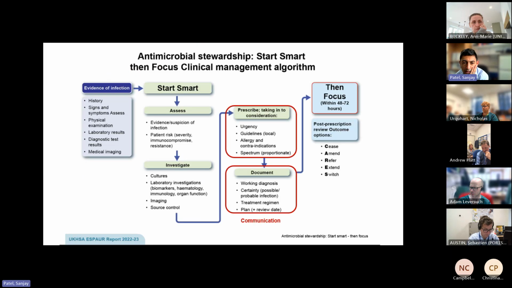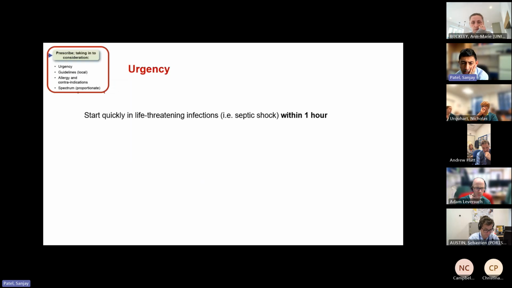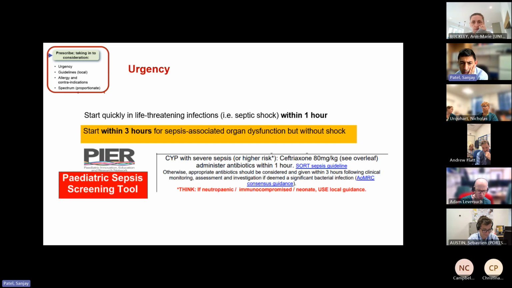I might talk a little bit about prescribing and communication. I'm not going to say anything about the urgency, because we've spoken about 1 hour and 3 hours, except that across Wessex many people are still using the PEER sepsis screening tool. This is an adaptation of the Sepsis Trust guidance. Many people around the country use the sepsis guidance just as it is, and that is hugely insensitive, with low specificity and lots of false positives that generate overuse of antimicrobials.